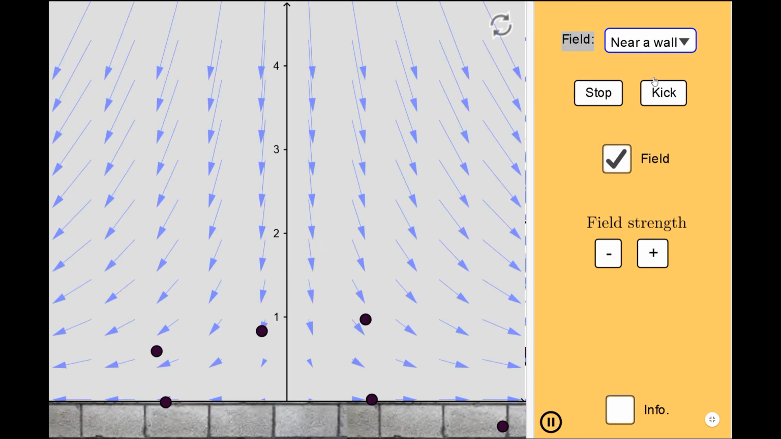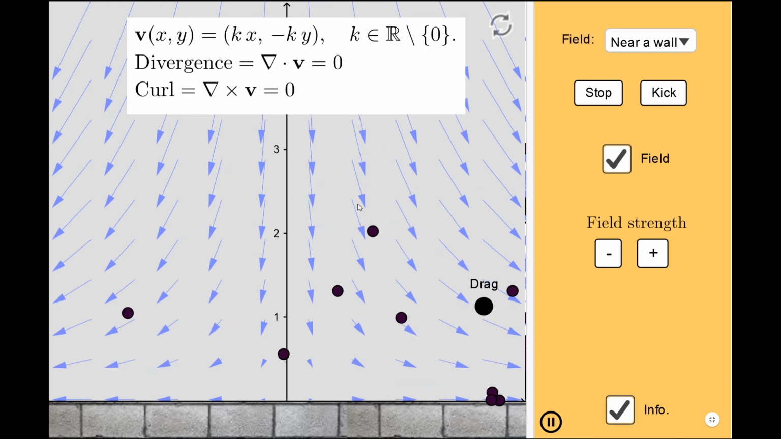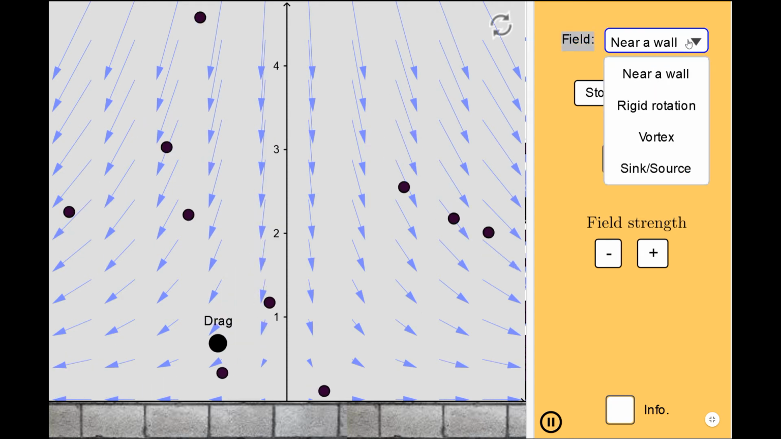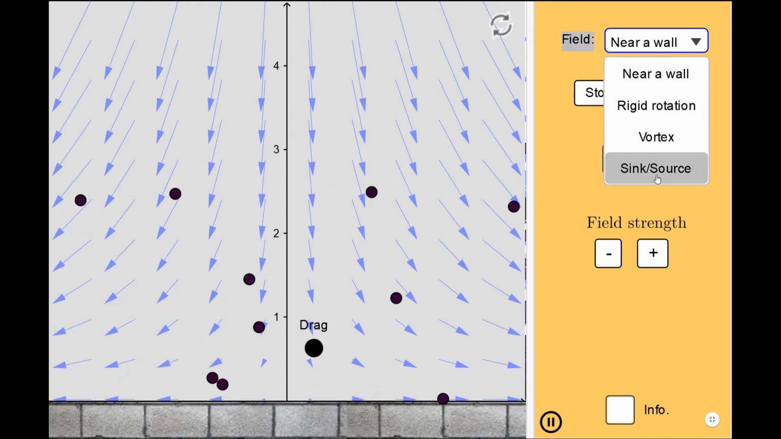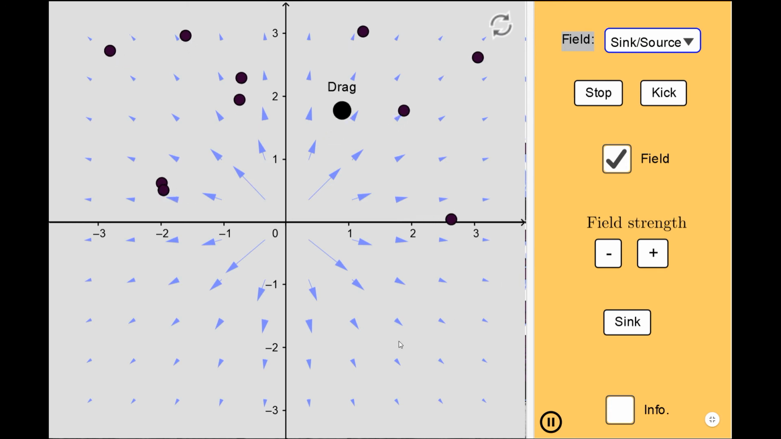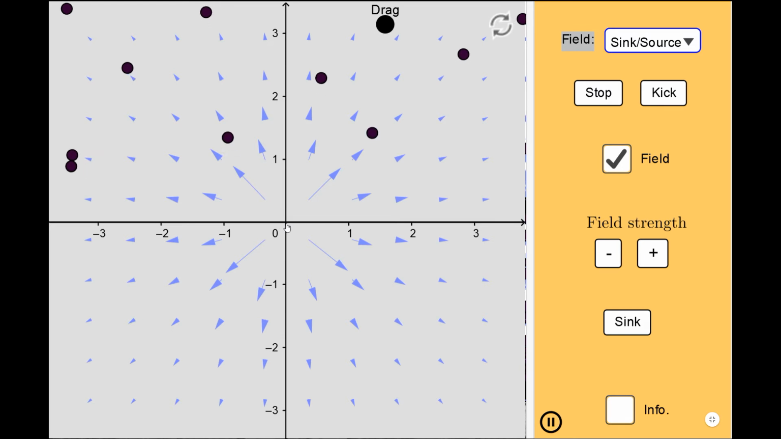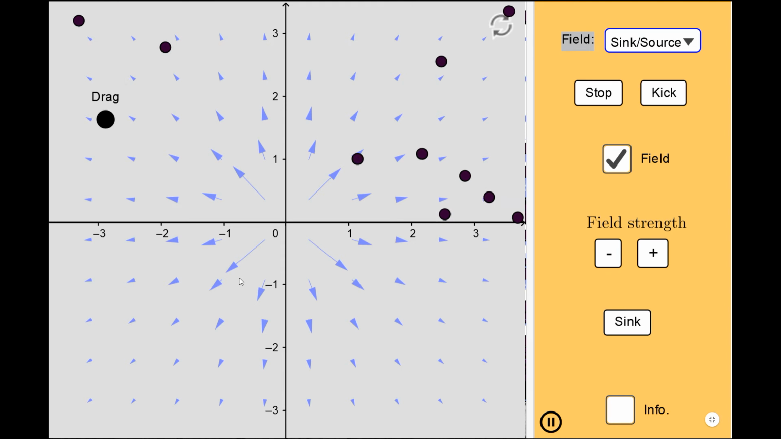Let's see, here's some motion near a wall. So it's coming down and then going out. It's kx and then minus ky for that one. And this is interesting here. This is an example of what we call a source. So you have a source at the origin, and things are seeming to flow kind of out away from the origin.